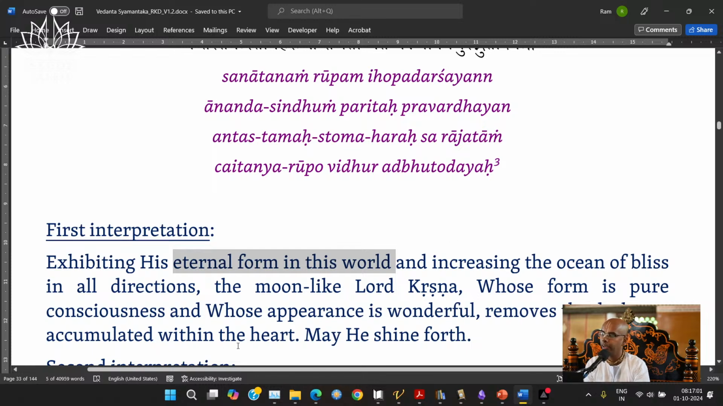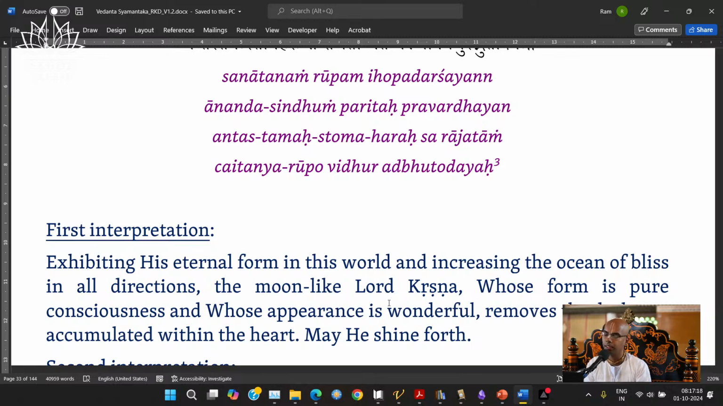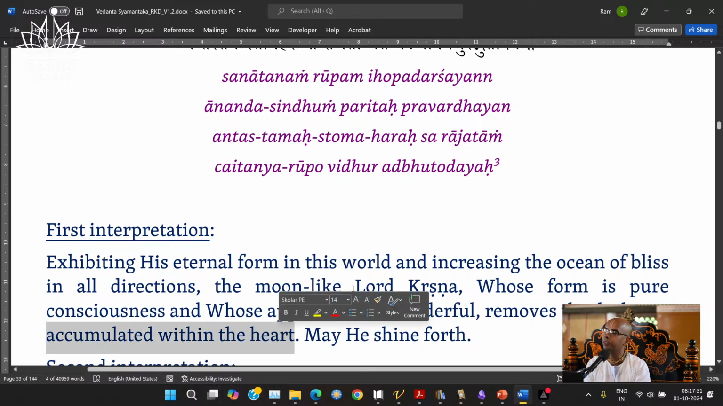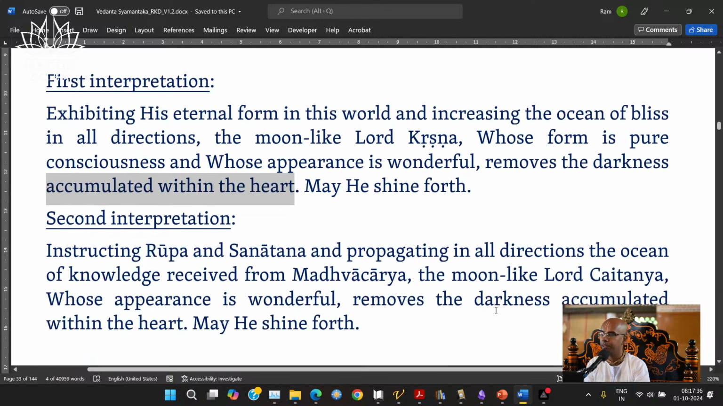Whose appearance is wonderful, removes the darkness, Antastama, accumulated within the heart. Adbhutodaya means wonderful, and may he shine forth means he is Ihopa. So this is talking about Krishna, and the understanding is that Srila Radha Damodar Goswami is invoking this verse because he is elaborating on the instructions of Lord Krishna, who came to remove the darkness accumulated within the heart. And with respect to this particular work, the darkness is the misunderstanding or non-understanding of these five principles.